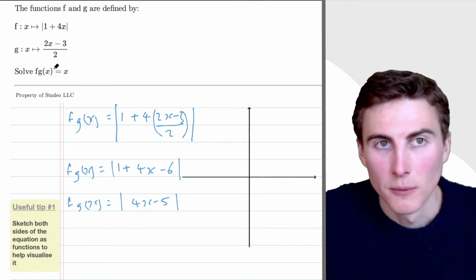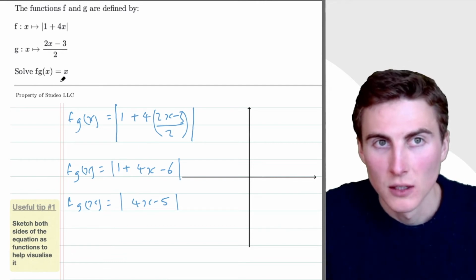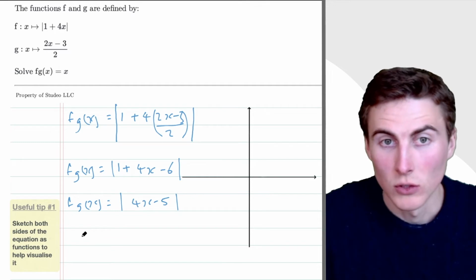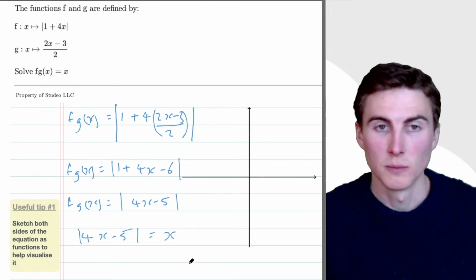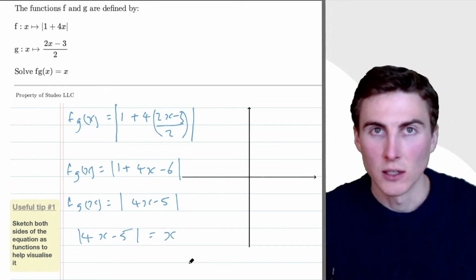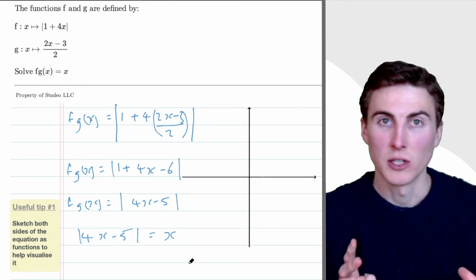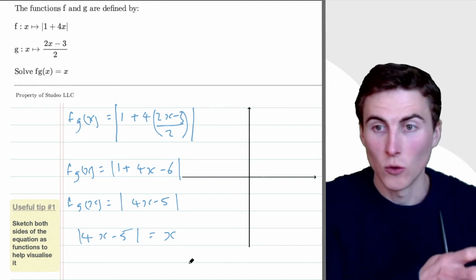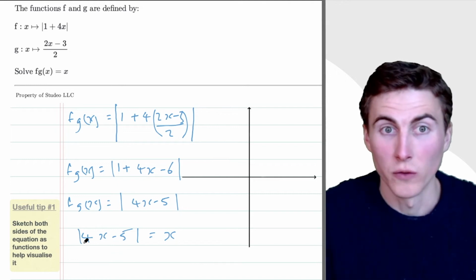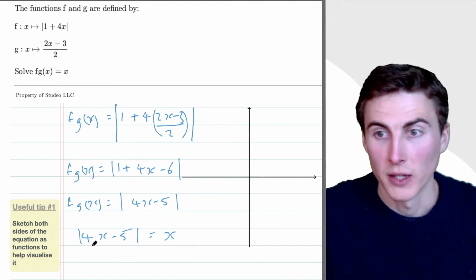And then for the second part, we need to actually make this equal to x. So that's not too hard. We can just say that the modulus of 4x minus 5 equals x. And then we can solve it. The tricky thing is whenever you have something within a modulus and you try to solve an equation like this, you need to think, do I take the positive or the negative of all of this bit within the modulus? And sometimes that's hard to tell.